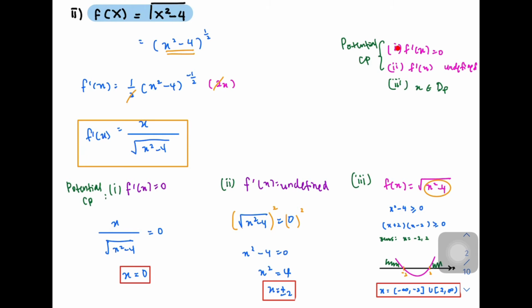The first one, f prime x equal to 0. The second one, f prime x is undefined. The third one is x is within the domain of f. So let's do this. Let's find our f prime.